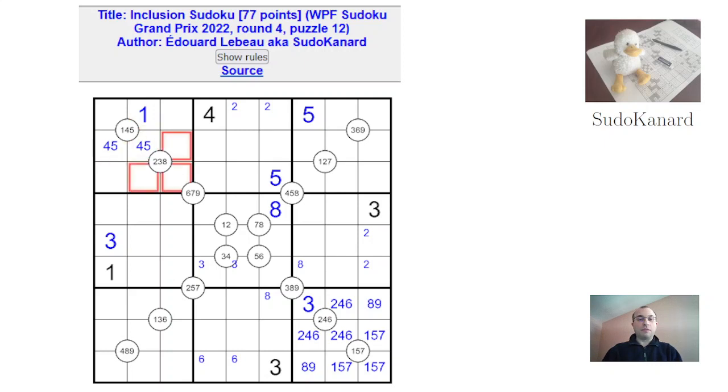Now 2, 3, 6 and 8 must be in those cells. And the remaining 3 cells must be 6, 7, and 9.